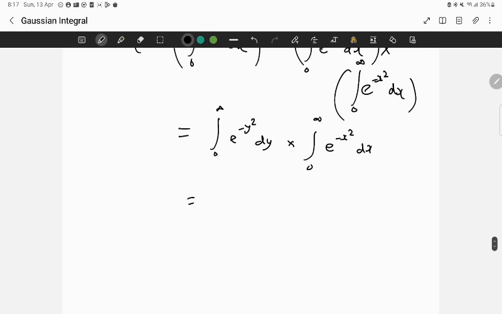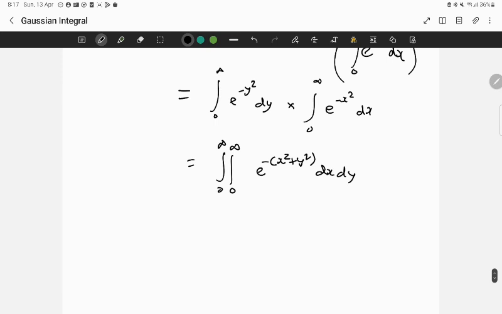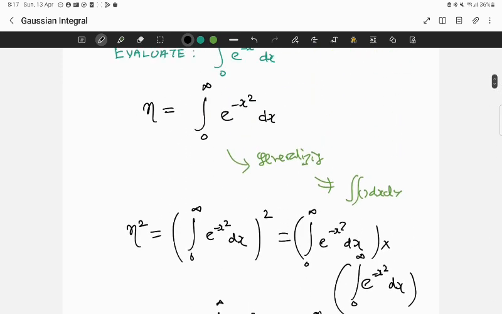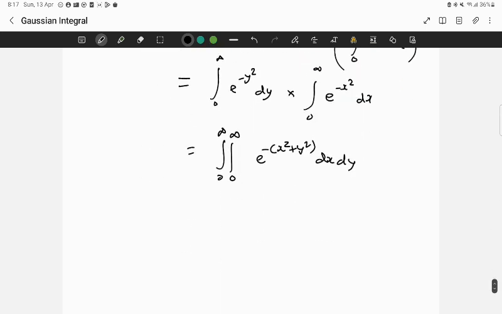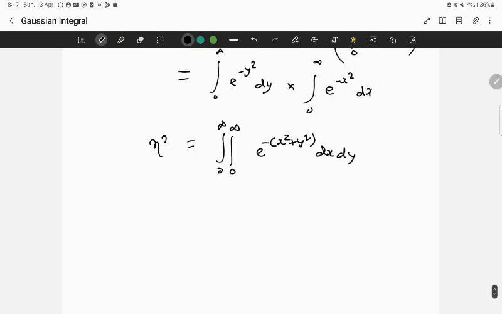Now, because x and y are independent variables, we can take the functions inside, and then we get the following integral. Again, basically what we have done is we have converted this problem to a different problem. So we are evaluating eta squared. So the question is, can we evaluate this?